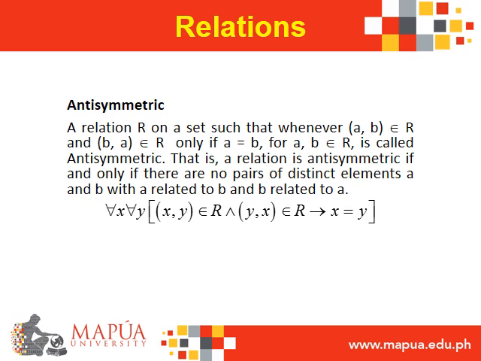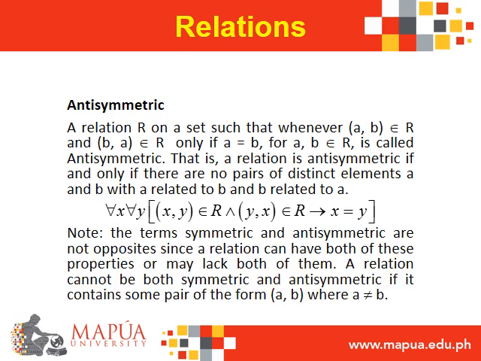Note that symmetry and antisymmetry are not opposites. This is due to the fact that some relations eventually have both, meaning they are both symmetric and antisymmetric, while some relations eventually lack both, meaning the relation is neither symmetric nor antisymmetric.